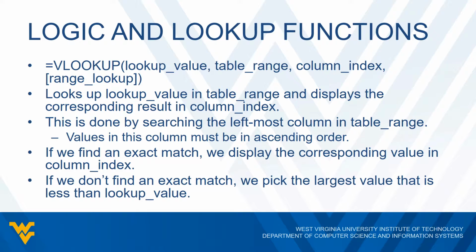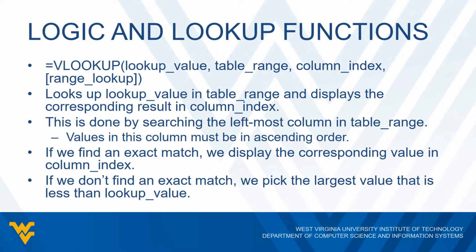A very common example of this would be to look up grade letters. So I could have a table that has the possible grade values in the first column, like 0, 60, 70, 80, 90 would be my minimum values for F, D, C, B, and A. And let's say I have the score 85. So I can look that up.